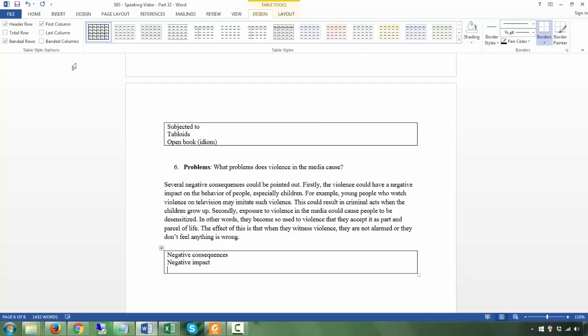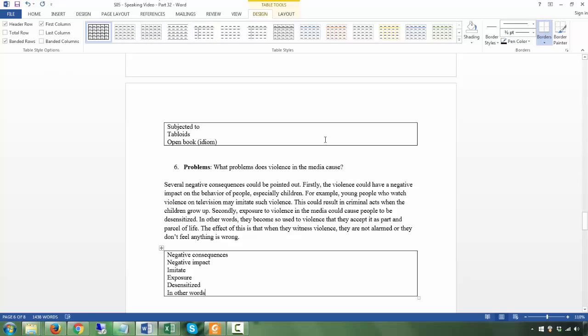For example, young people who watch violence on television may imitate. Less common vocabulary. This could result in criminal acts when the children grow up. Secondly, exposure, less common vocabulary, to violence in the media could cause people to be desensitized. And again, less common vocabulary. Desensitized. In other words, okay, now you have your in other words.